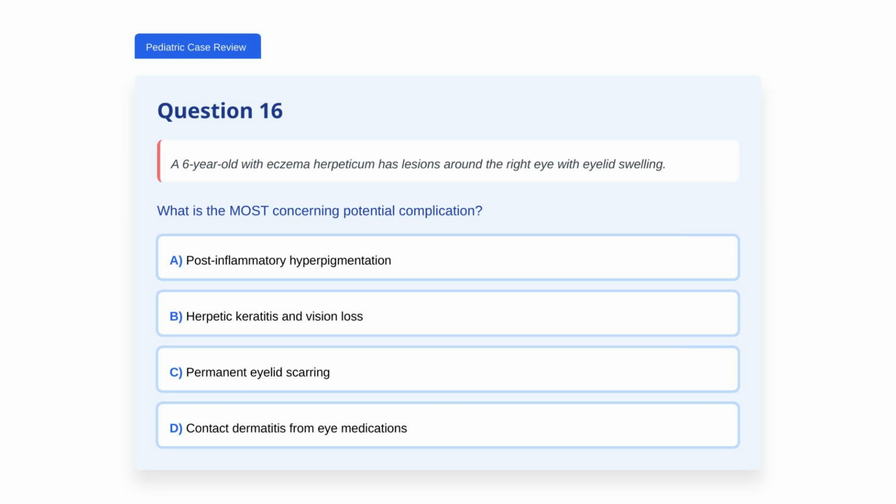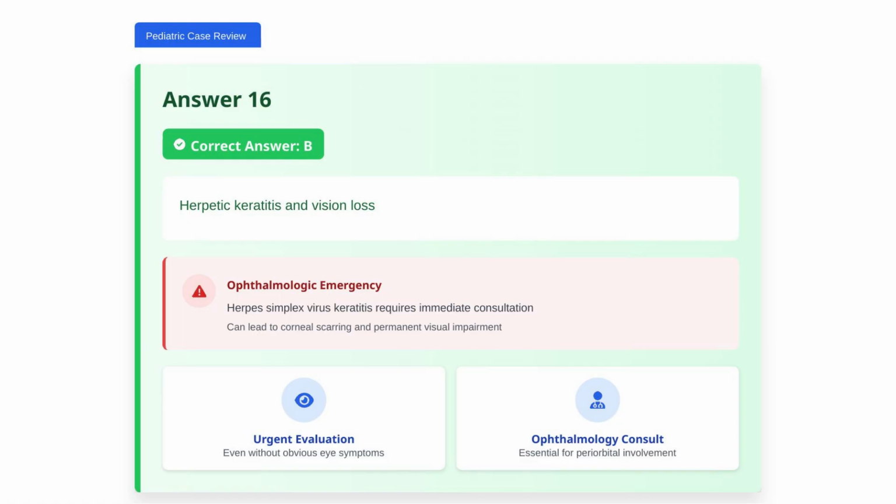What is the most concerning potential complication? Is it post-inflammatory hyperpigmentation, herpetic keratitis and vision loss, permanent eyelid scarring, or contact dermatitis from medications? The correct answer is B. Herpetic keratitis and subsequent vision loss is the most concerning potential complication in this scenario.